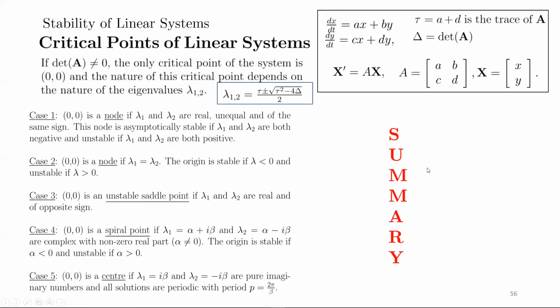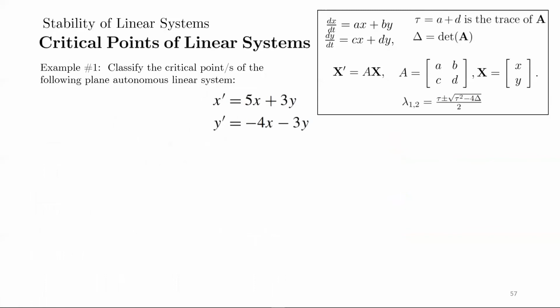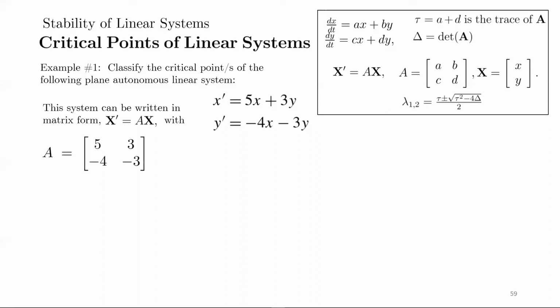So print out this summary slide because we're going to be referring to it as we move through examples. Speaking of which, classify the critical points of the following plane autonomous linear system. Well, it's a linear system, so I don't know why I said points, because we only have one. We only have the origin. So we're going to write this system in matrix form, which we should be familiar with by now. We can immediately read off the coefficient matrix A. We have 5, 3, -4, -3.